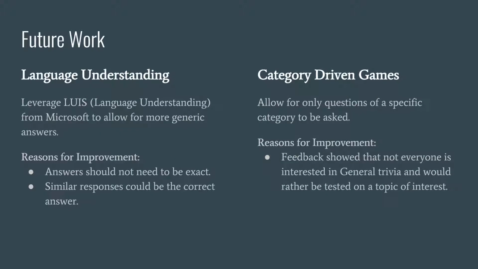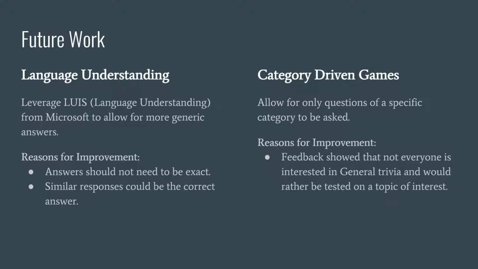For future work on this project, I intend to introduce some language understanding. This is called LUIS in terms of Microsoft, which should allow for more generic answers. We want to do this because answers shouldn't need to be exact. This was the biggest feedback that I had in the project, and that similar responses could be the correct answer. So language understanding is something that the bot can learn from people typing to accept more than just the concrete answer that exists in the database.